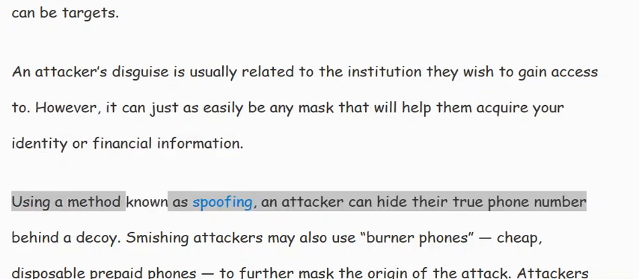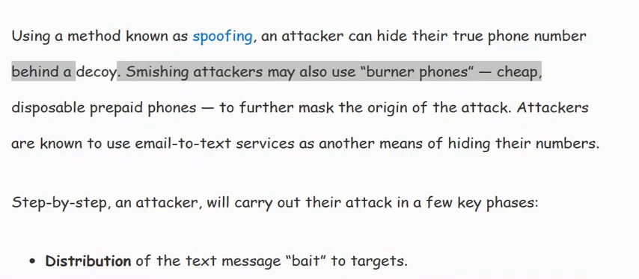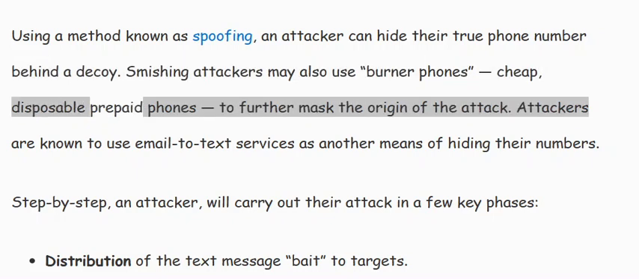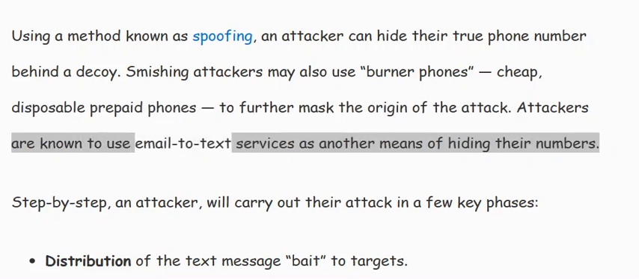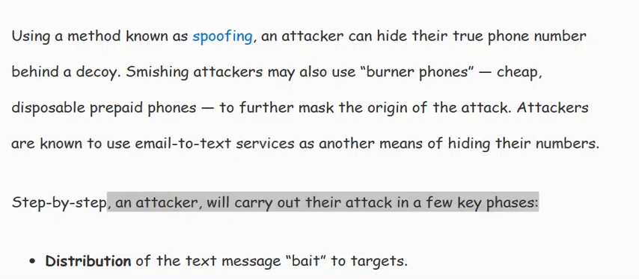Using a method known as spoofing, an attacker can hide their true phone number behind a decoy. Smishing attackers may also use burner phones, cheap, disposable prepaid phones, to further mask the origin of the attack. Attackers are known to use email-to-text services as another means of hiding their numbers. Step by step, an attacker will carry out their attack in a few key phases.